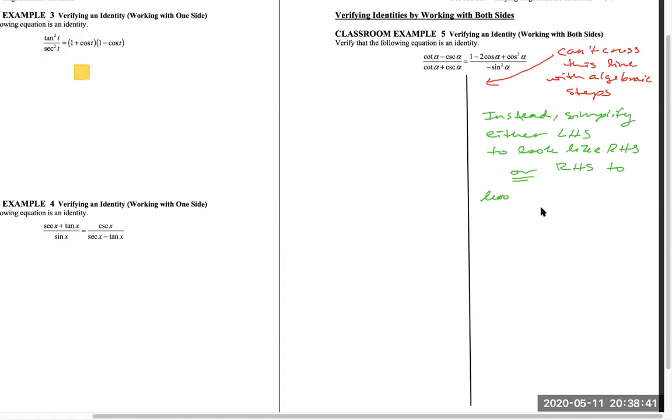Okay, so I'm going to go ahead and save a picture of this part, and then I'm going to clear this portion out so that I can get started. We already discussed starting on one side and making it look like the other. We briefly discussed that we can also have a third expression that both sides are equal to. So we're going to discuss how to work with both sides today.